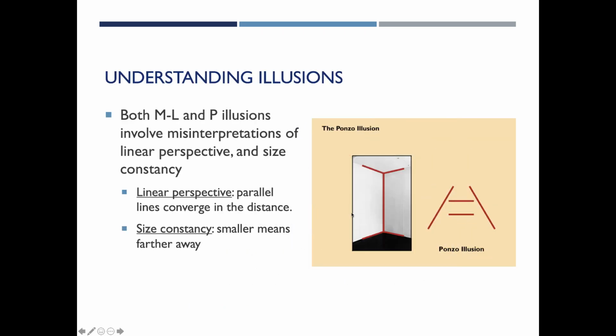So both the Müller-Lyer illusion and the Ponzo illusion involve misinterpretations of both linear perspective and size constancy. And so again, this just illustrates the concept that we started out with when we started talking about perception. That is, your experience, the context, the background, the surrounding information, all of those influence what you see.